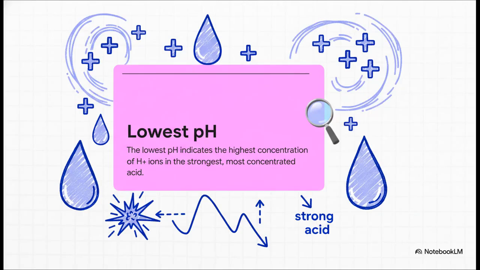The most important thing to remember here is what lowest pH actually means. It's simple, really. A lower pH means more acidic. And what does more acidic mean chemically? It means you have a higher concentration of H+ ions. So if you want the lowest pH, you need the highest concentration of H+ ions. And to get that, you need 2 things. A strong acid that releases all its hydrogen ions, and a high concentration, so lots of that acid in the water.